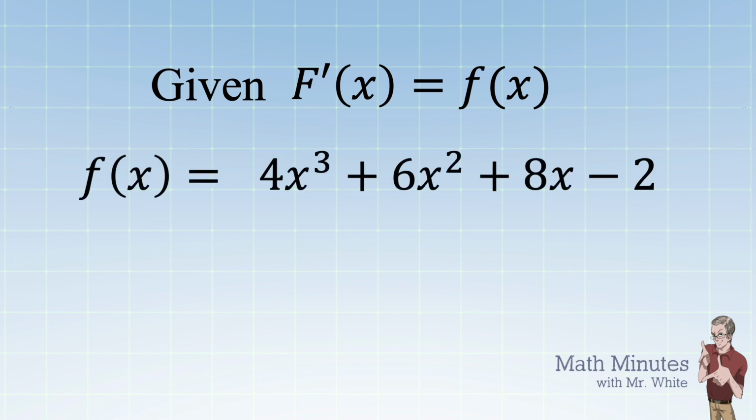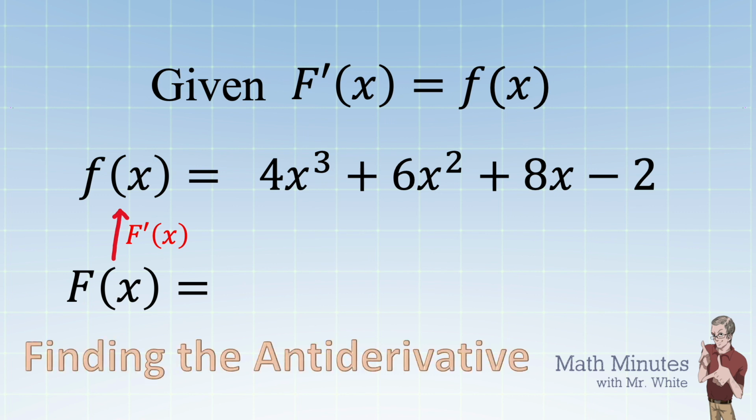So I will give you little f of x, there it is, the polynomial function, and I might ask you to find capital F. Now what on earth does that mean again? Remember, the derivative of capital F is little f. So we're working up the board here and trying to figure out what the original function must have been to give the derivative little f. And that is what we call the antiderivative. So we'll be finding the antiderivative of this polynomial function.